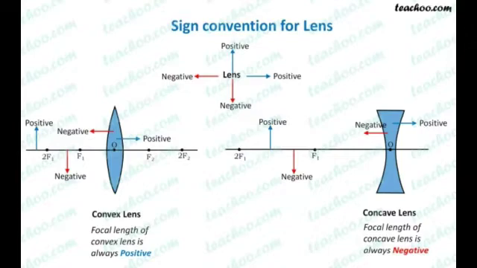The distances measured in the same direction as that of incident light are taken as positive. The distances measured against the direction of incident light are taken as negative. The distances measured upward and perpendicular to the principal axis are taken as positive. The distances measured downward and perpendicular to the principal axis are taken as negative.